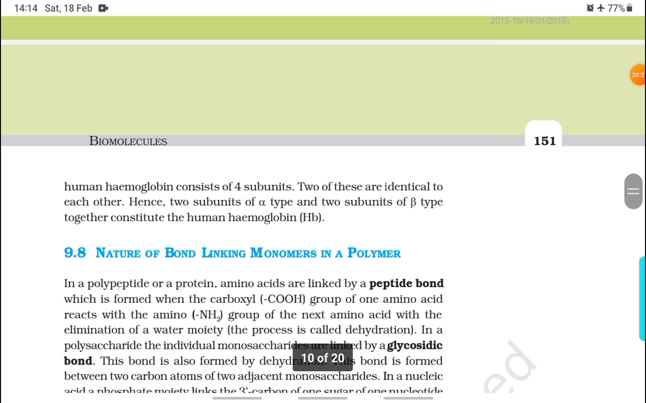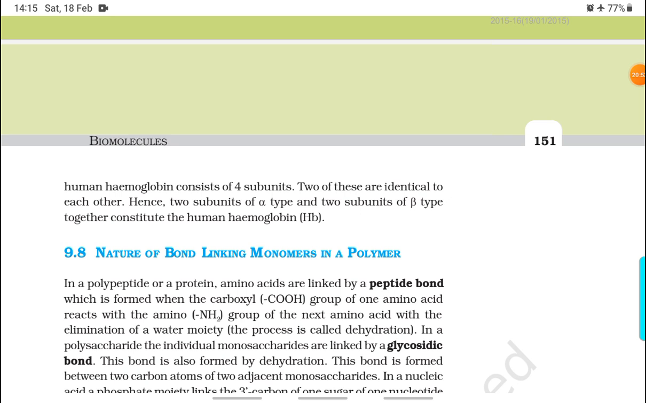Adult human hemoglobin consists of 4 subunits. 2 of these are identical to each other, hence 2 subunits of alpha type and 2 subunits of beta type together constitute the human hemoglobin, Hb.